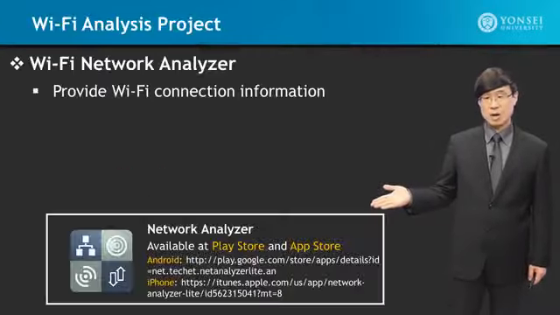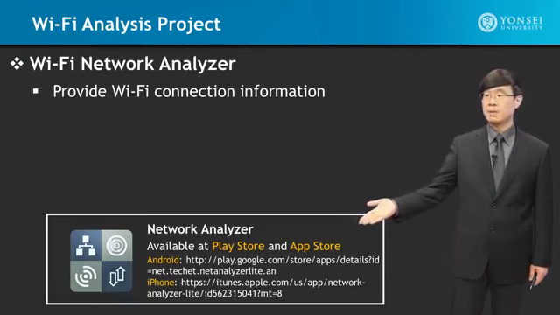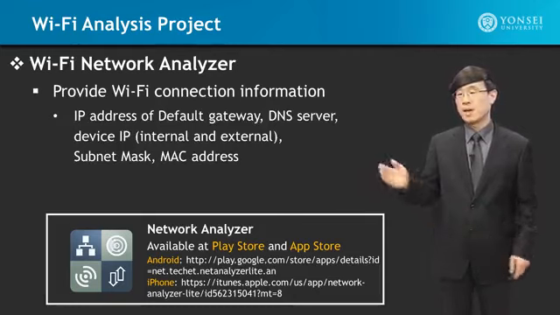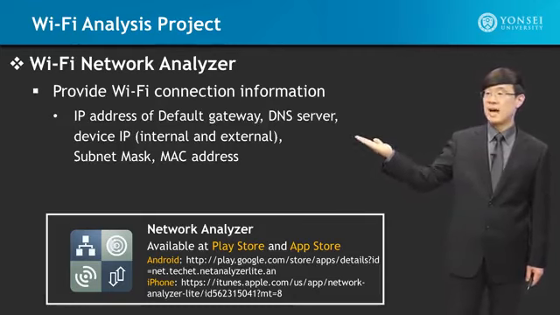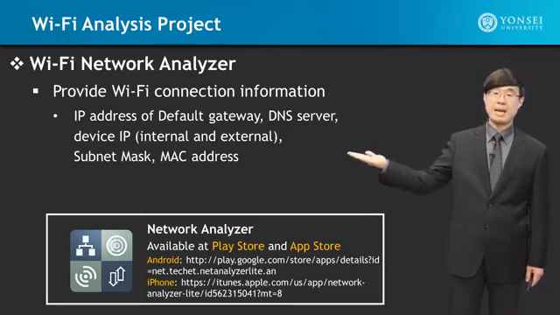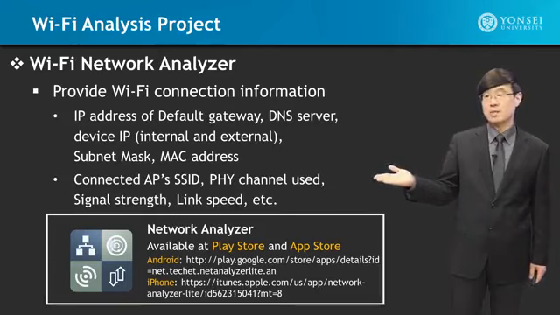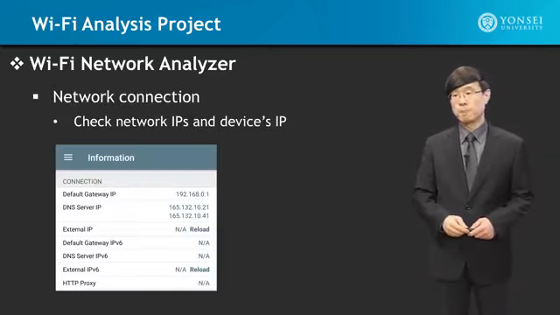Wi-Fi Analysis Project. The Network Analyzer app is available at the Google Play Store and the Apple App Store. This provides Wi-Fi connection information. IP address of the default gateway, the DNS server, device IP, subnet mask, and MAC address can all be provided. Connected access points, SSID, physical layer channel used, signal strength, link speed, and other information is all viewable.